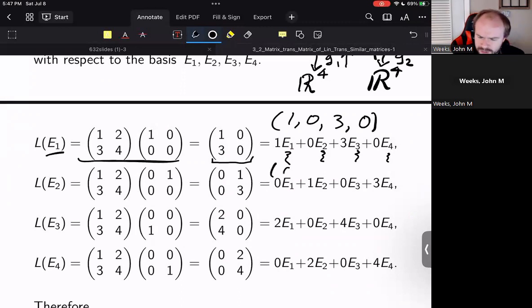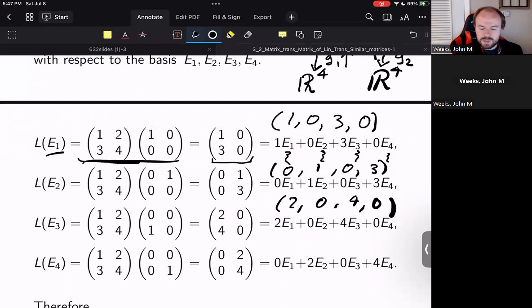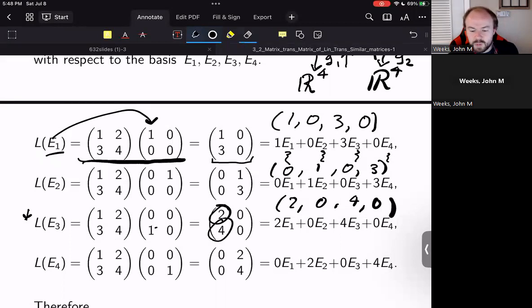If we keep going through this, we're going to get a couple of other columns too: 0, 1, 0, 3, then 2, 0, 4, 0, and 0, 2, 0, 4. All of this is seeing what happens when I plug in one of my standard basis elements into my linear function. For example, here in LE3, if I multiply through, I get 1 times 0 plus 2 times 1. That gives me a 2 right here. If I multiply from the bottom row and this first column, I should get 3 times 0 plus 4 times 1. So that should give me 4. And then I know I'm only going to get zeros in the second column.